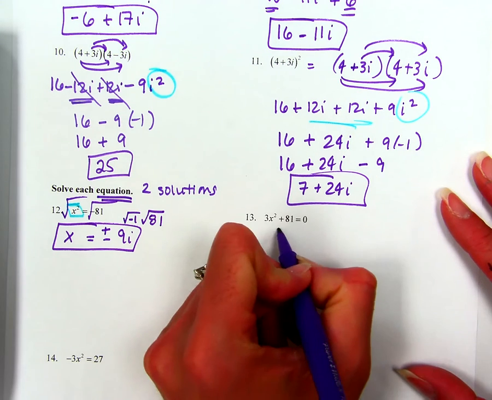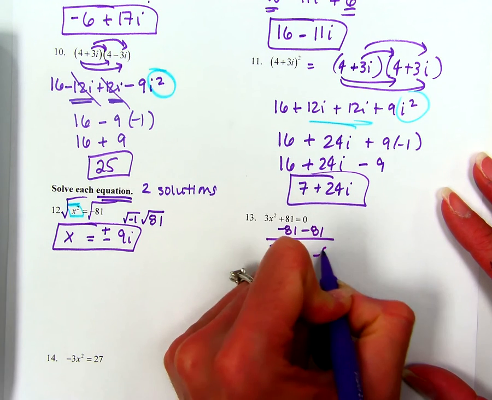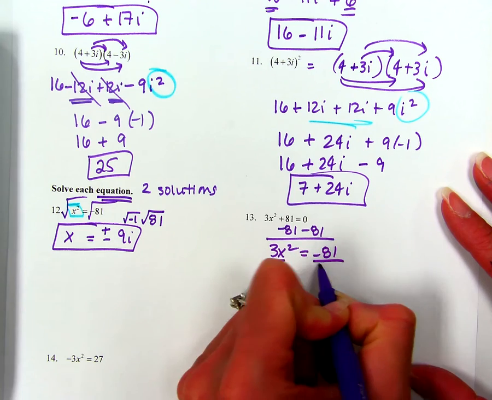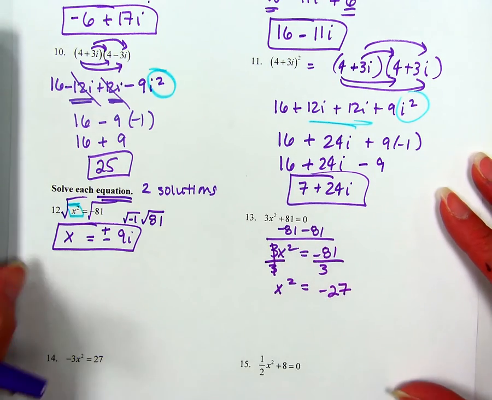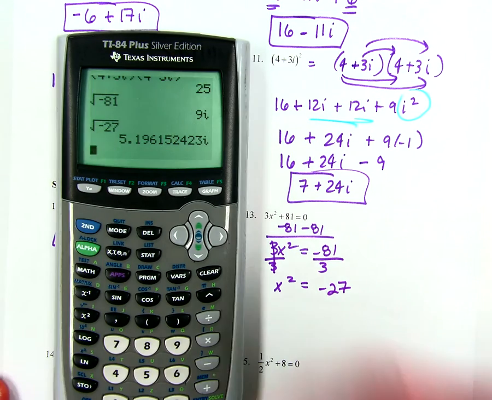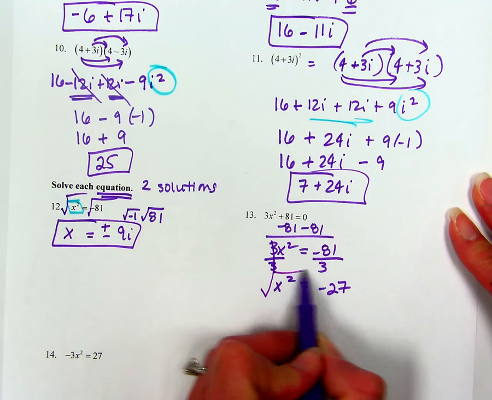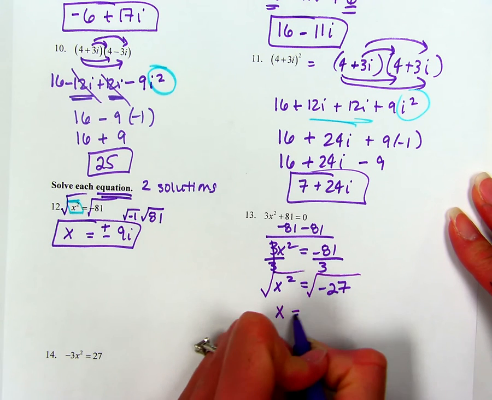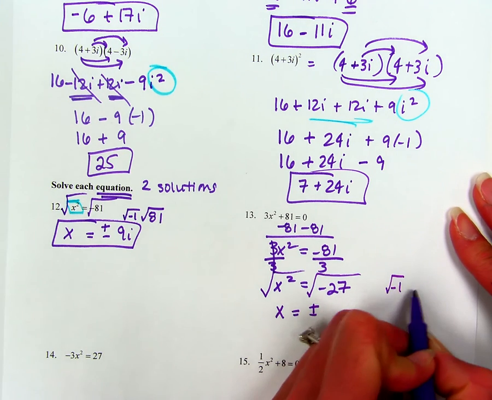All right, this one I need to undo the 81 by subtracting. So I have 3x squared equals negative 81. Then I'm going to divide by 3. x squared equals negative 27. All right, if I take the square root of negative 27, this gives me a decimal. So I know that I need to simplify my radical. Remember, when you take the square root, I know I'm going to have plus or minus. I could tell right away I'm going to have something with an i.